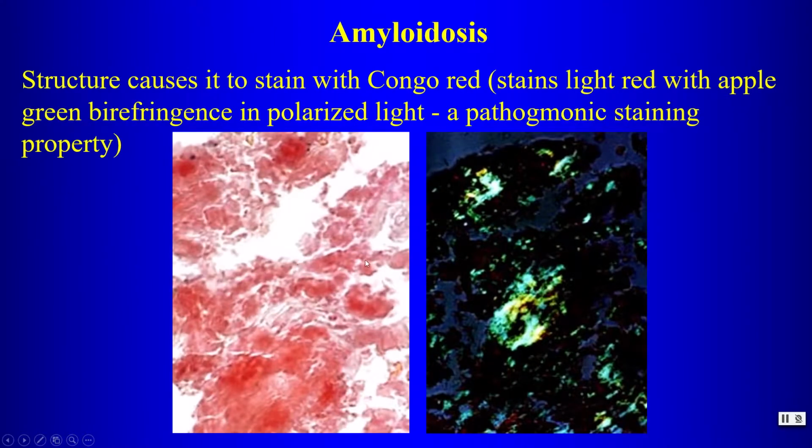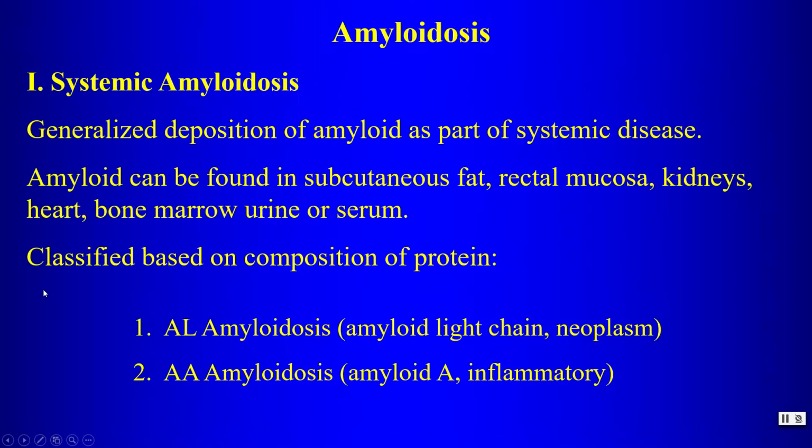Amyloid is the Greek word for starch. So the pathologist looks for it with Congo red staining, and it stains light red with apple green birefringence in polarized light. That is a pathognomonic finding for amyloidosis. Now there are different forms of amyloidosis.